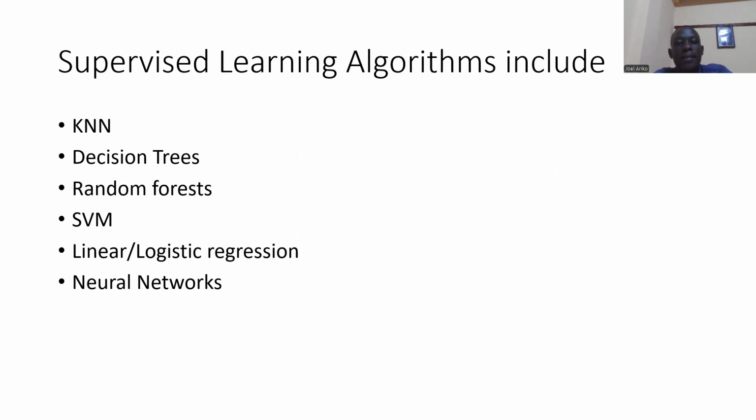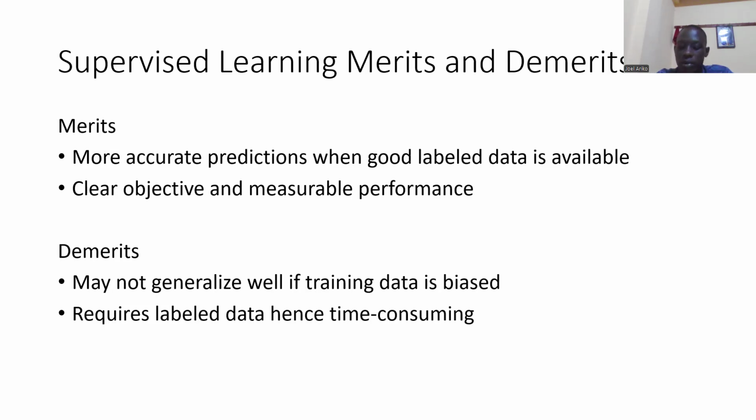So we have supervised learning algorithms. They include KNN, decision trees, random forests, the support vector machine, linear and logistic regression, and also neural networks. Before we dive into individual algorithms, we can first tackle a bit of the merits and demerits of supervised learning.